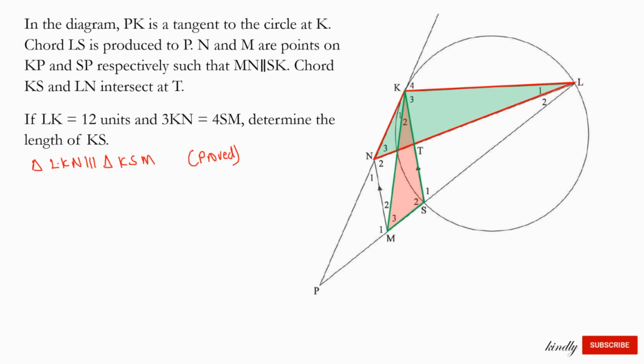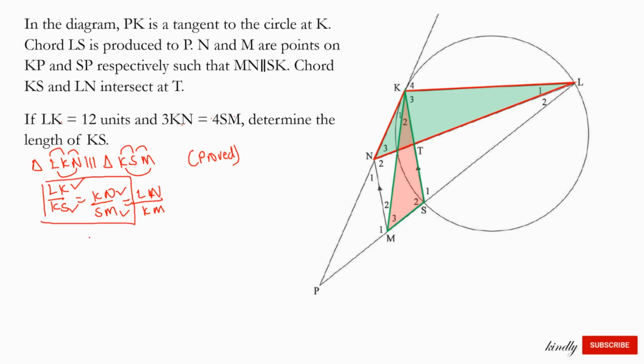So from this, we can say LK over KS is equal to KN over SM, and then is equal to LN over KM. See that? Okay. And then let's look at the information that is given. LK there. We have KN and SM. So KN and SM. And then we're looking for KS. So we just need this part.